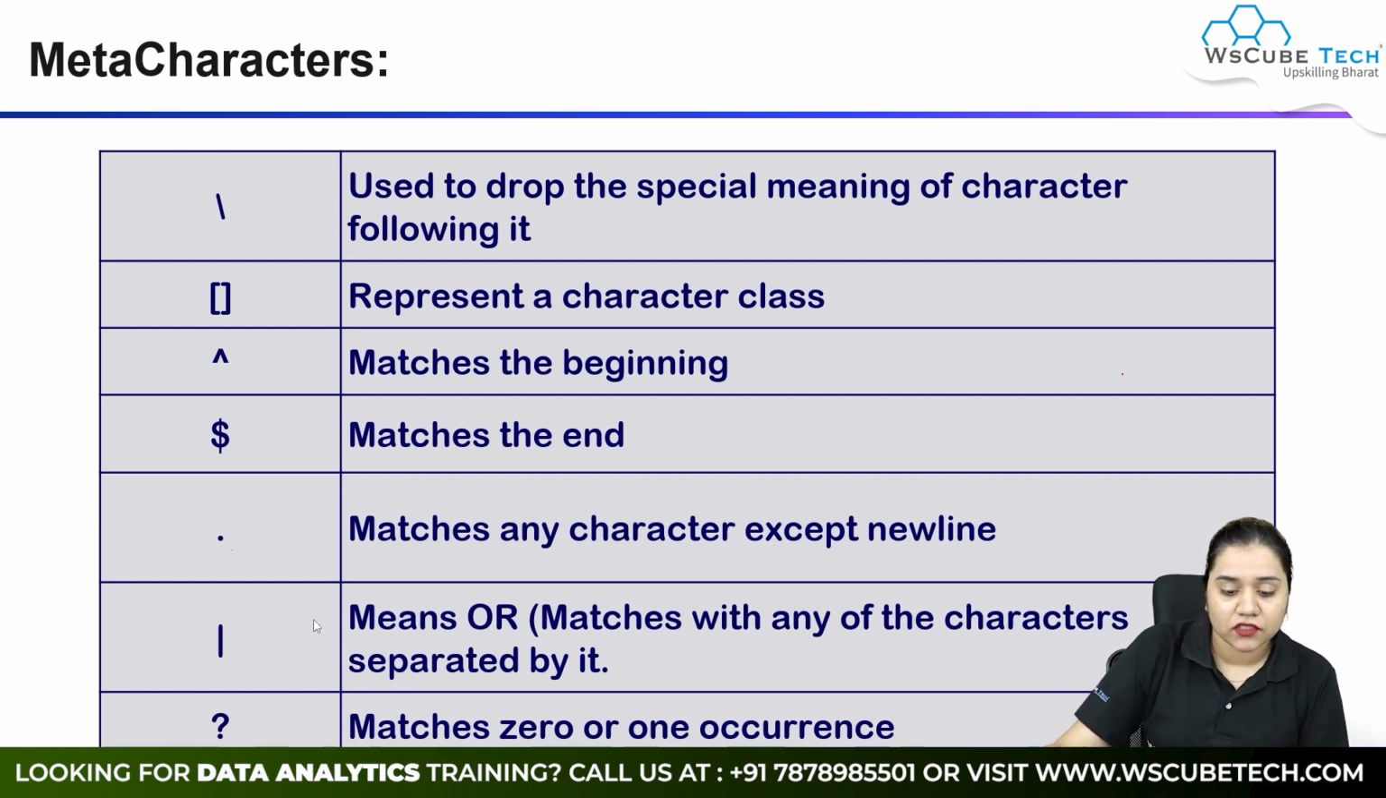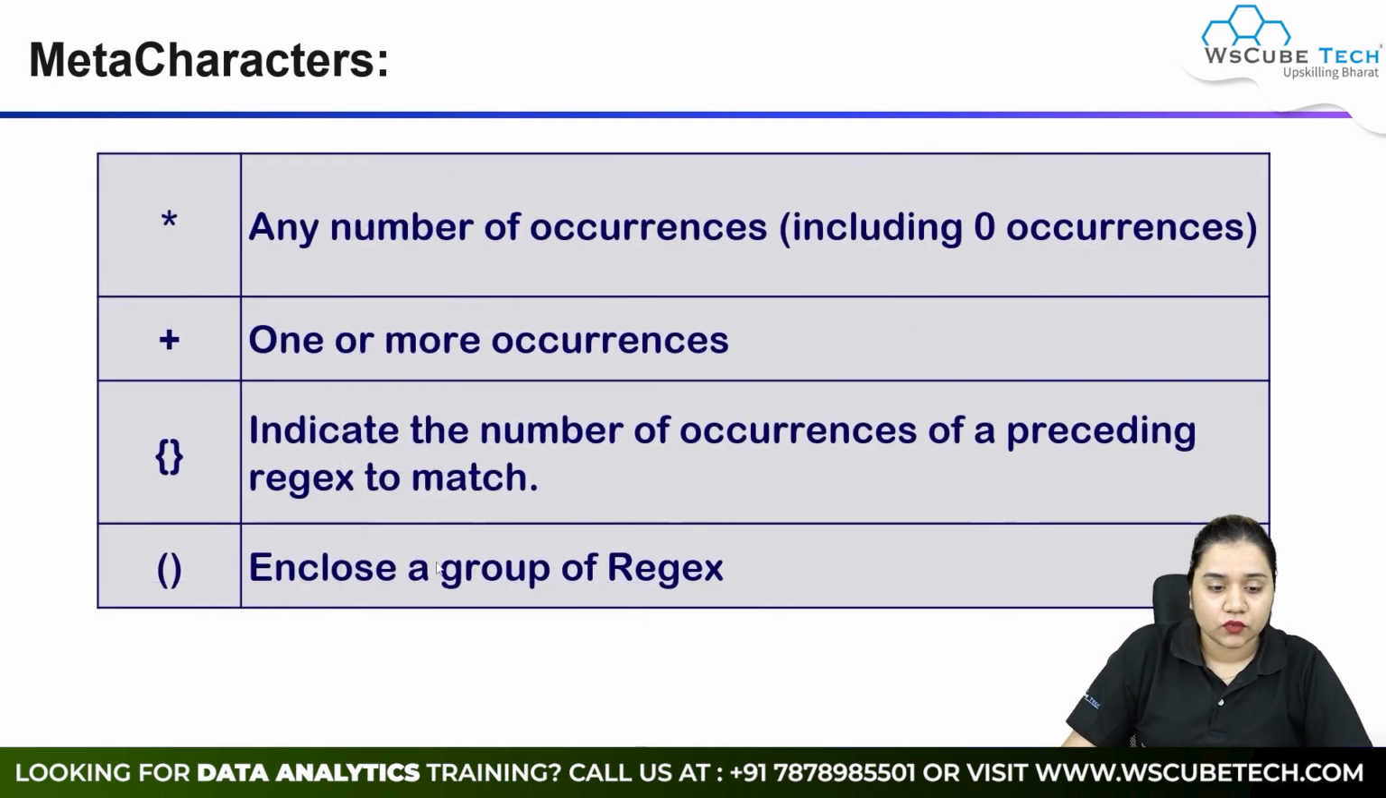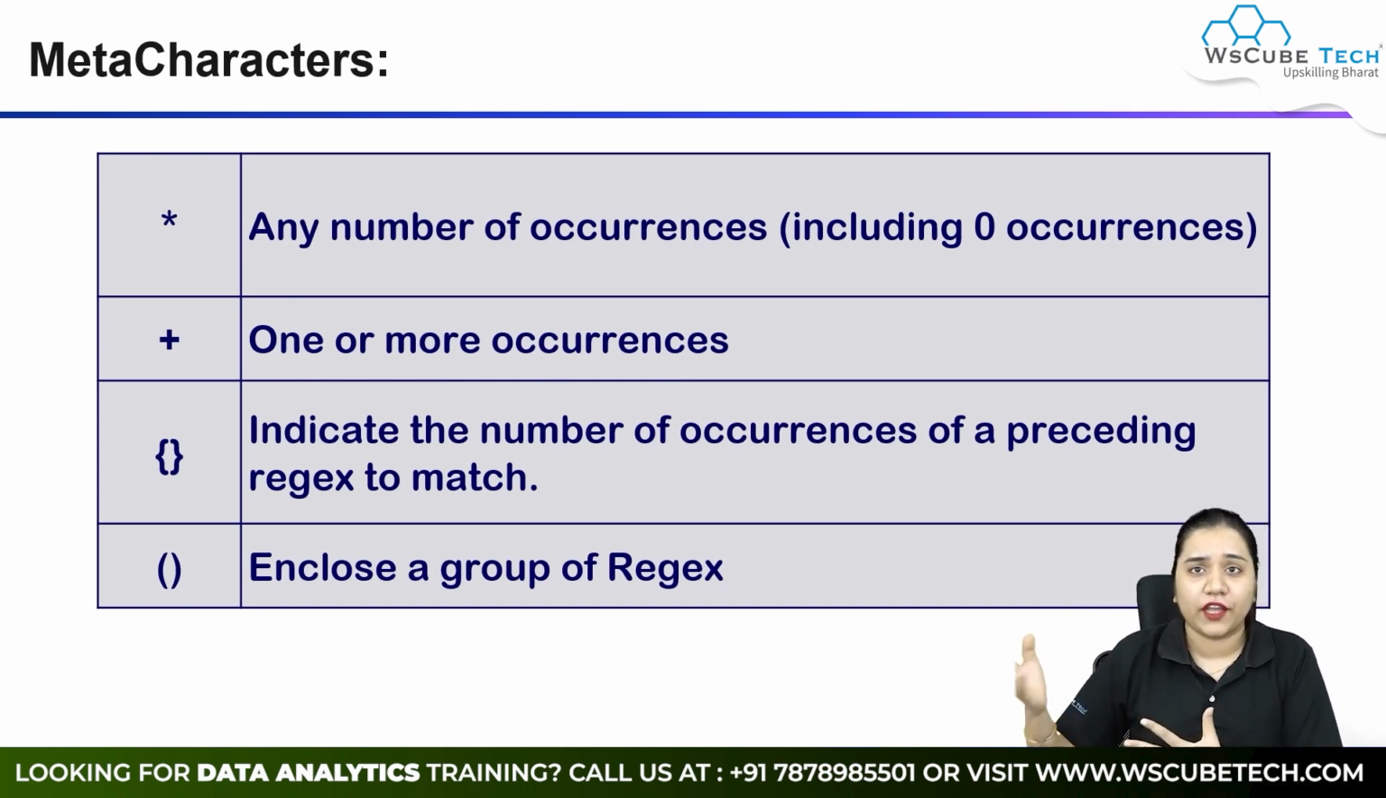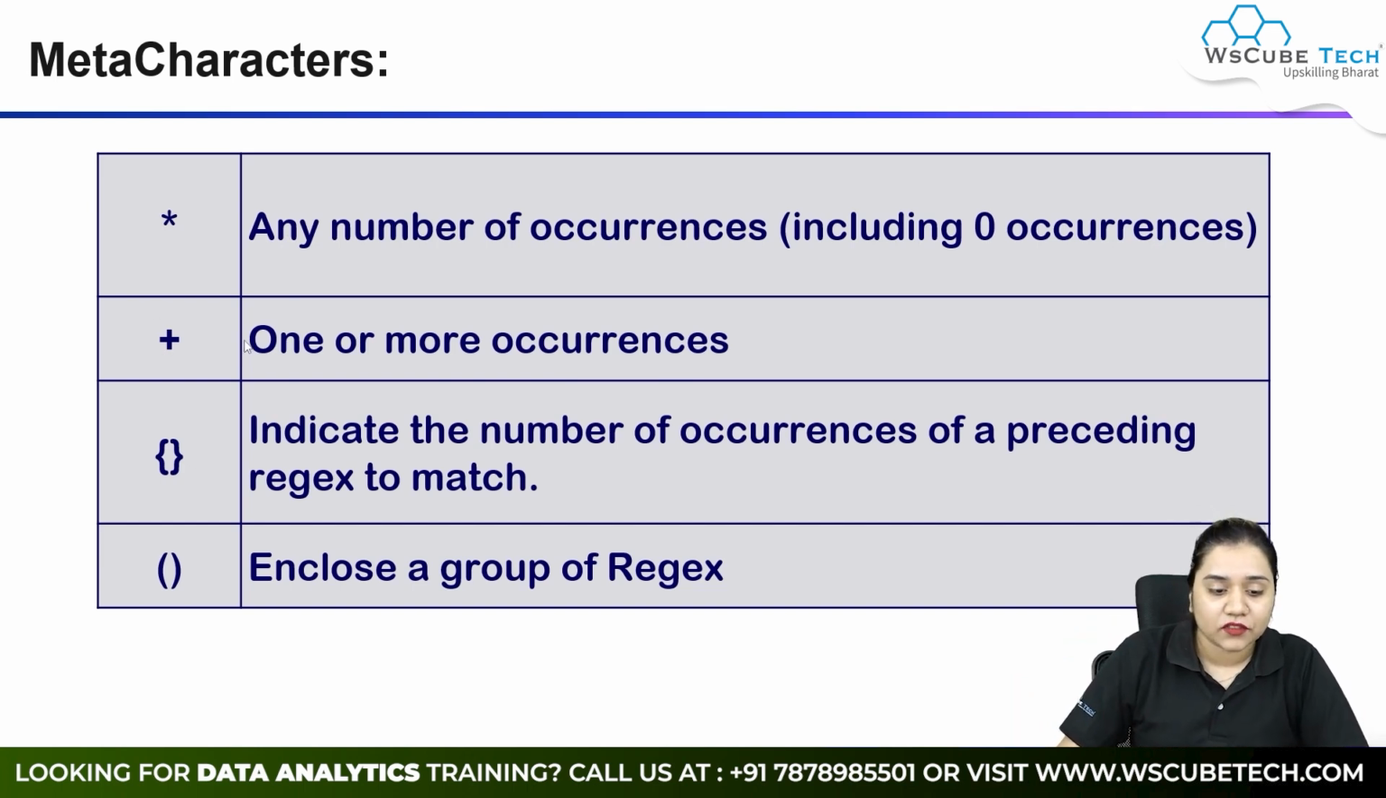Then we have the one that matches 0 or 1 occurrence. That means if anything is occurring 0 times or 1 time, the question mark symbol is used. After that we have the star symbol, for any number of occurrences including 0. That means star can be used for any number of occurrences. For example, any character occurring 0 times, 1 time, 3 times, 4 times, for that also star can be used. For one or more occurrences, for example if we have written R-A-A-A-A-A-T, rat, so A is occurring let's say 4 to 5 times here, for that the plus operator is used.